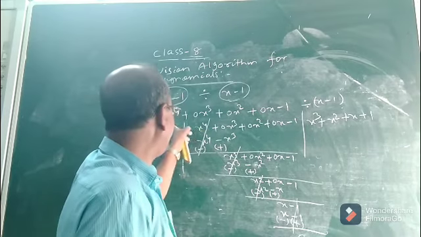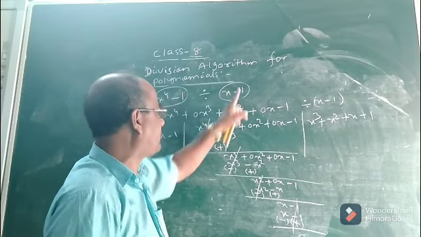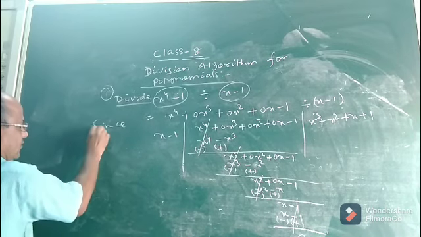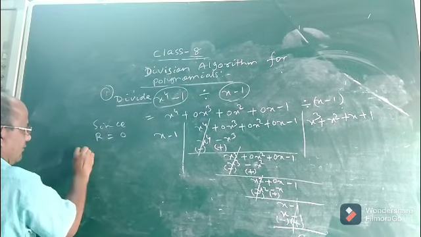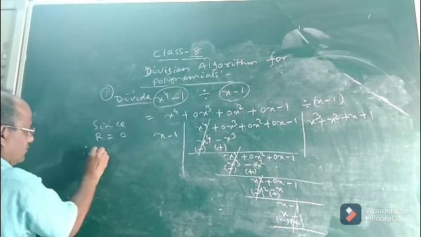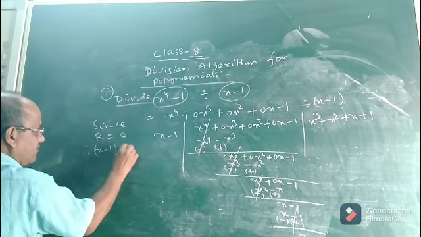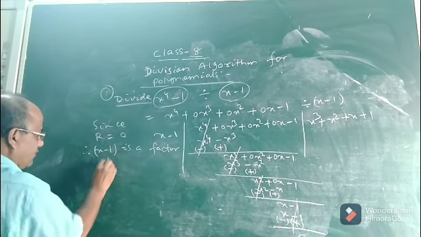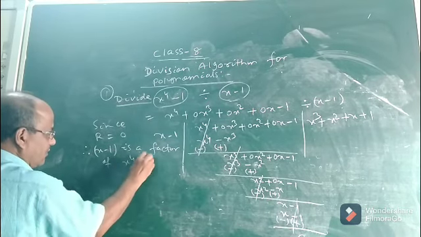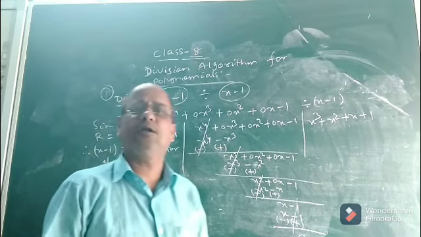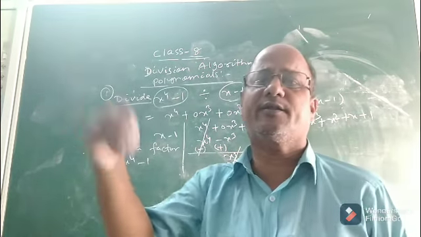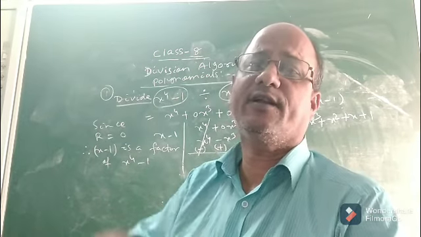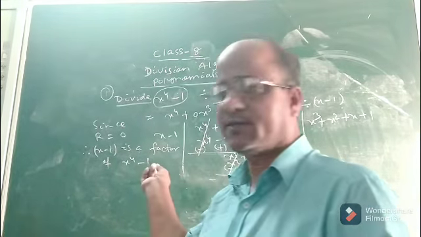So on dividing x to the power 4 minus 1 by x minus 1, what did we get? Since the remainder is equal to 0, what will be the conclusion? The conclusion is, yes, x minus 1 is a factor of x to the power 4 minus 1. As I said, on dividing one polynomial by another, if you get 0 remainder, then only the divisor is a factor of the dividend, or the dividend is a multiple of the divisor. So this proved the thing.